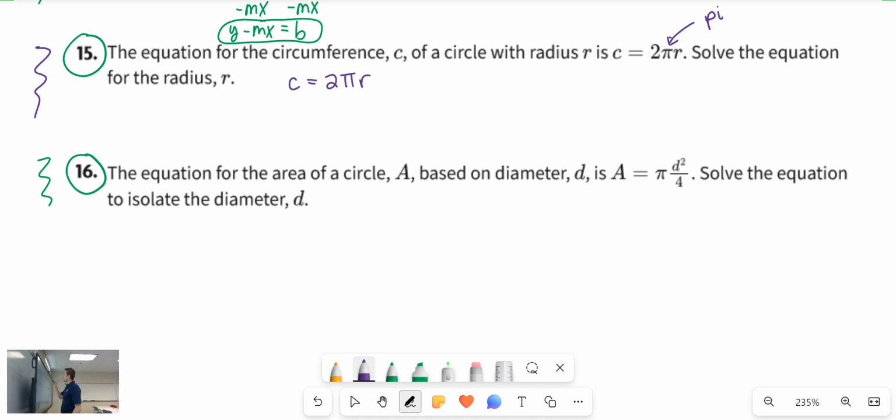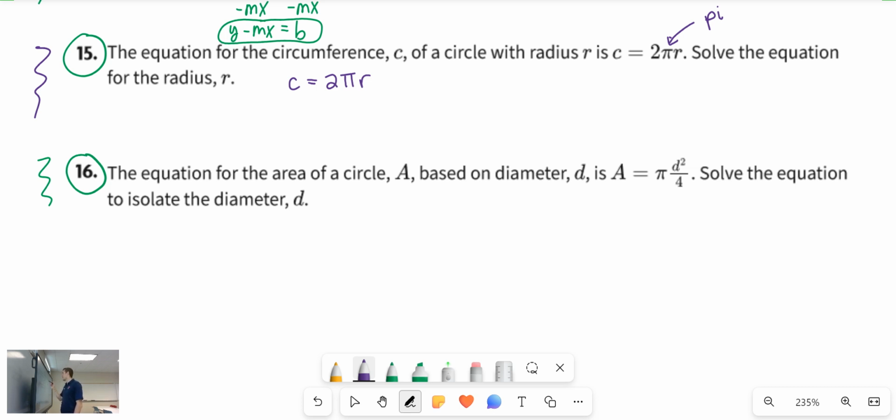Okay, well, we need to get r alone. So this is 2 times pi times r. And pi is just a number that we write as a symbol. It's called an irrational number, which means it never repeats itself, so we can't write it very easily as a decimal or a fraction. So we just write it as the symbol, but it's a number. Imagine pi as being very close to 3. So this would be like 2 times very close to 3 times r is equal to c.